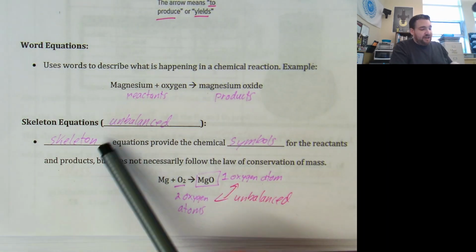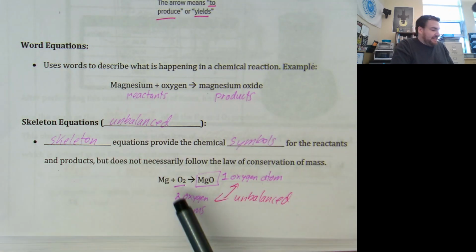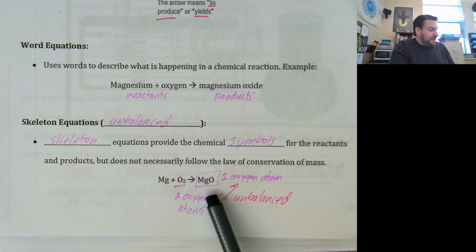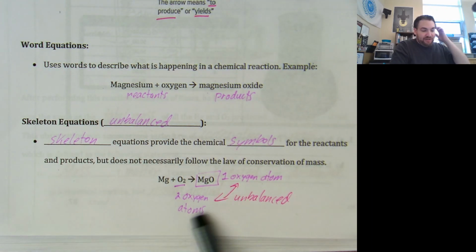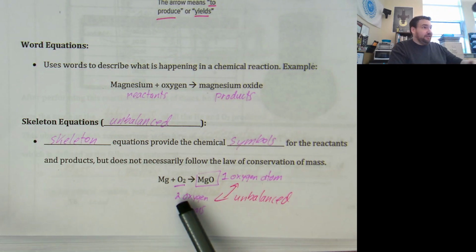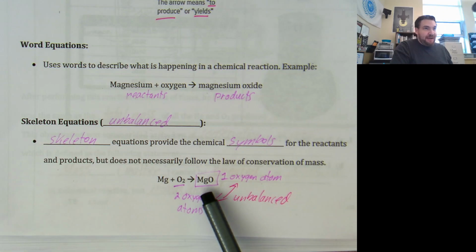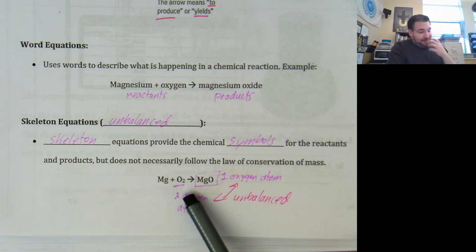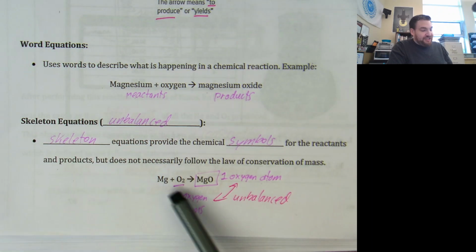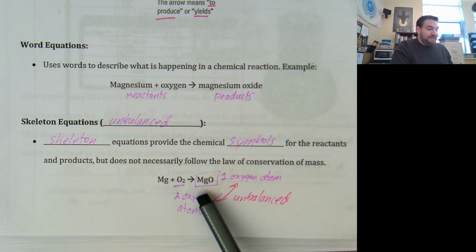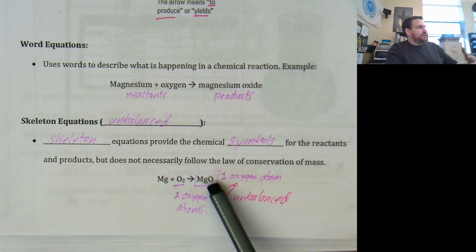So then I introduced to you guys the concept of the skeleton equation, and this was the example I used down here. Mg plus O2 produces MgO. We looked at this and said, okay, this clearly tells us what's going on. This tells us that magnesium is going to react with oxygen. It's going to produce MgO. We know that MgO is going to form because Mg has a charge of +2, and O has a charge of -2.